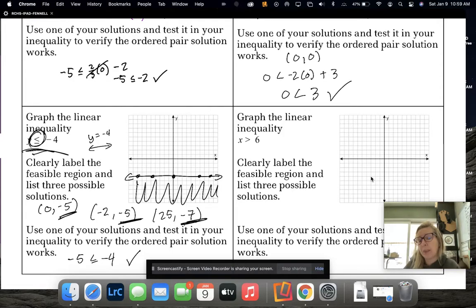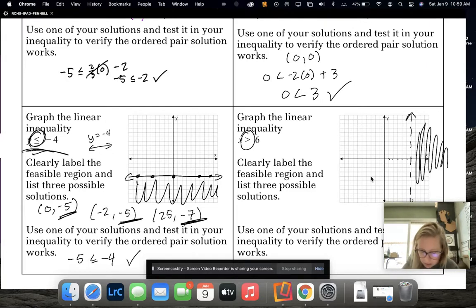Remember, if you have just a plain old x equals line, that's going to be a vertical line. All right, so we have x is greater than 6. Remember, greater than, no or equal to, so this is going to be a dashed line. It's going to be a vertical line at x equals 6, right? We do a dashed line to indicate that the line is not included in the solution set. And then we're looking for values of x that are greater than 6, which are going to be in that direction, the positive direction.